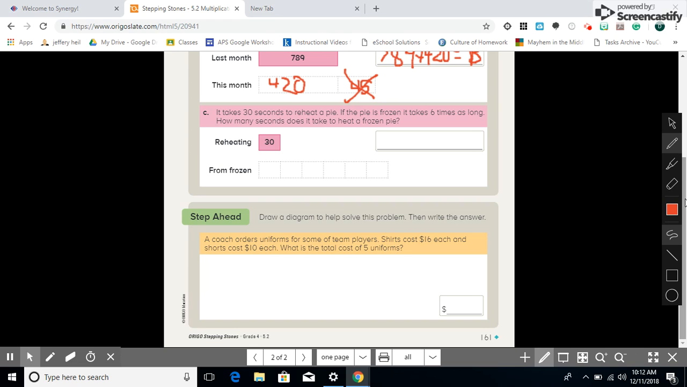Step ahead says, draw a diagram to help solve this problem, then write the answer. A coach orders uniforms for some of the team players. Shirts cost $16 each and shorts cost $10 each. What is the total cost of 5 uniforms? So I'm actually going to draw 2 different diagrams, and these are going to look really bad. 16 for the shirts. And the coach bought 5 of them.